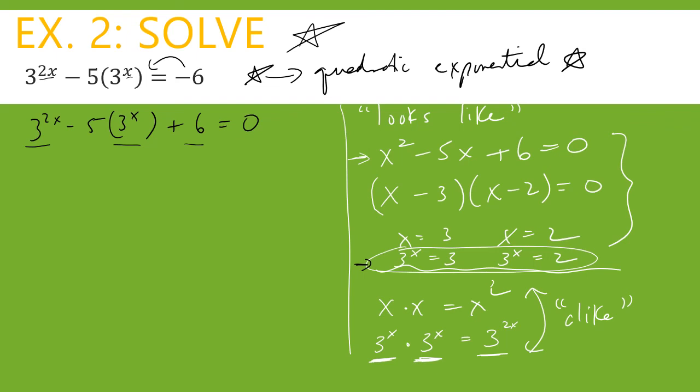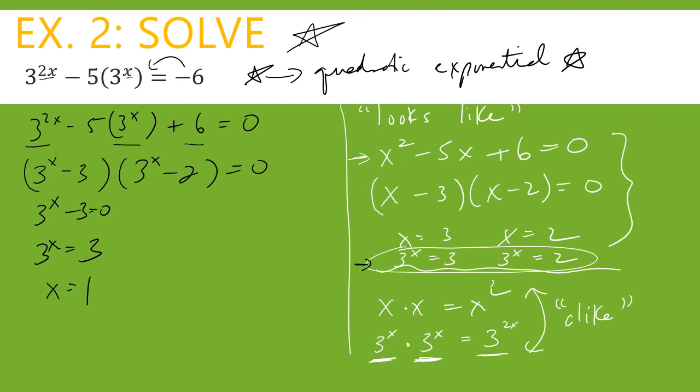So instead of writing it as x minus 3, x minus 2, you have to realize this is 3 to the x minus 3 and 3 to the x minus 2 equals 0. And if you FOILed that, you would get the exact same thing as your question. Now I'm looking for my zeros. 3 to the x minus 3 equals 0, which means 3 to the x equals 3. That one's pretty easy. X equals 1.